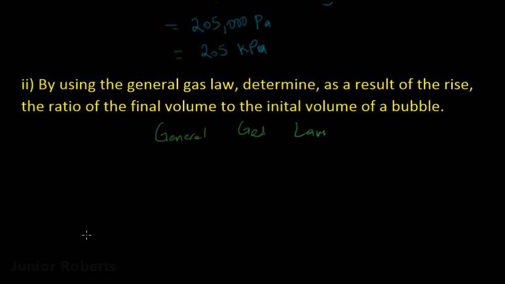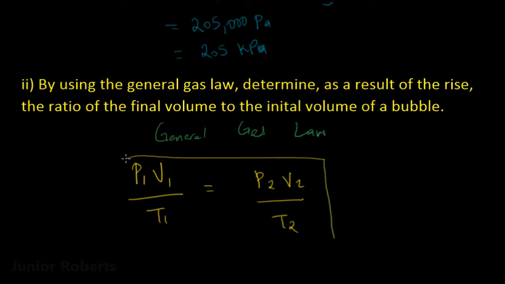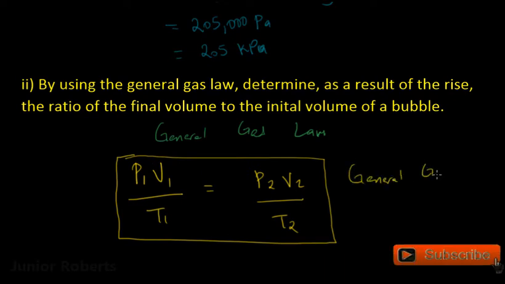the pressure law, and Charles' law. And we have a formula that we use to express the general gas law, and we call it the general gas equation, and the formula goes like this. So we have P1 times V1 over T1 is equal to P2 times V2 over T2. Right, so we're going to use this expression again. This is our general gas law equation.